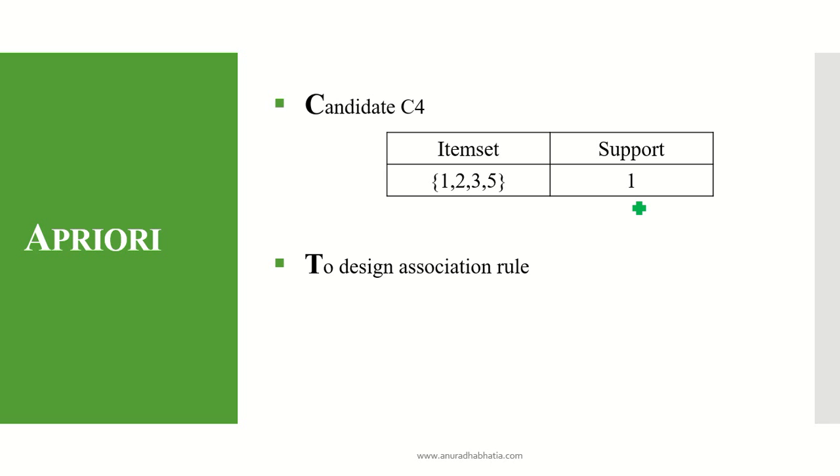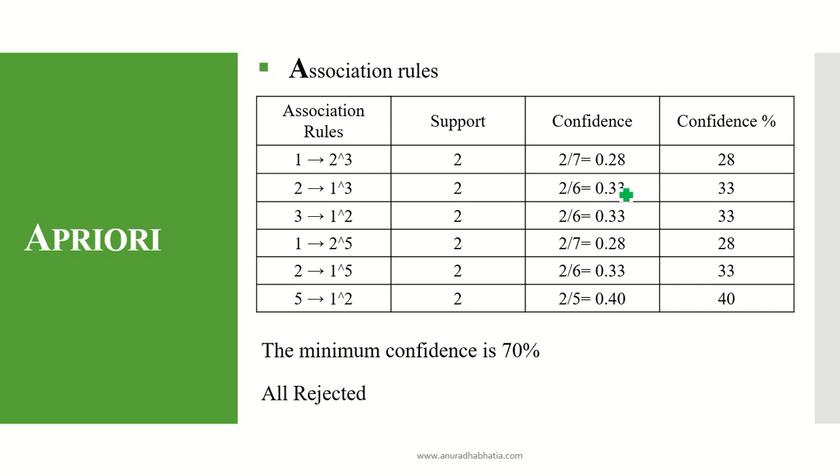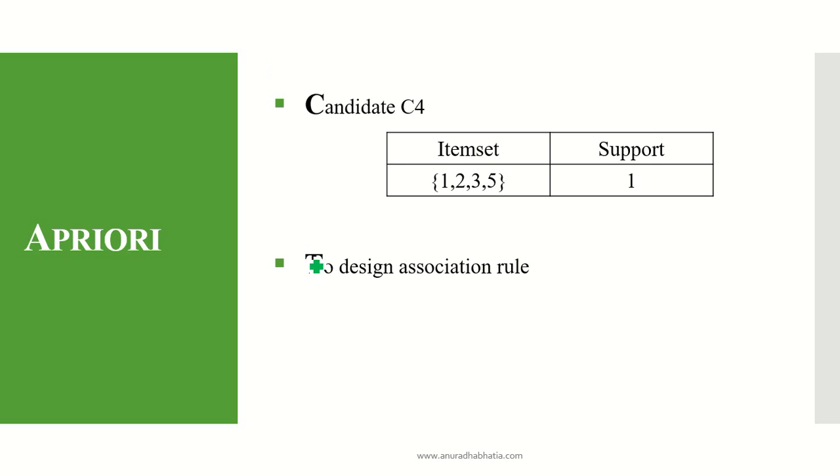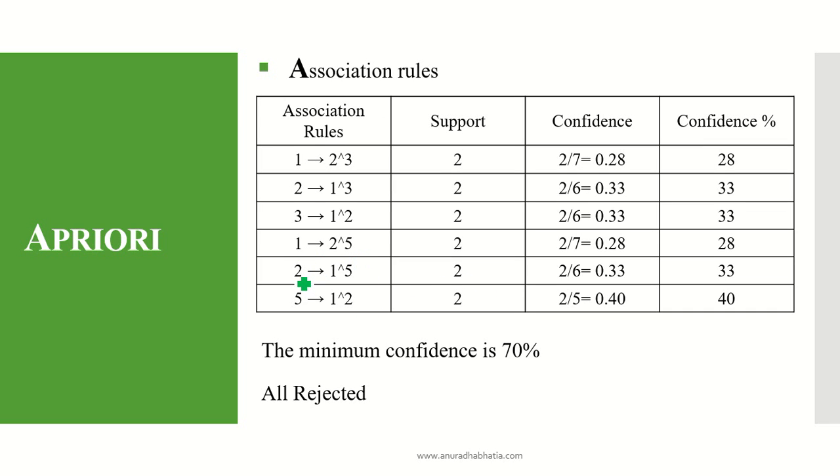So I go to my previous C3 to design my association rule. The association rules are 1 leading to 2, 3; 2 to 1, 3; 3 to 1, 2; and from the remaining, that is 1, 2, 5, I get 1 leading to 2, 5; 2 to 1, 5; 5 to 1, 2; and the support of all is 2. As the support is 2 and 7 is the support of 1 in my C1, 2 divided by 7, I get 0.28, so the percentage is 28.